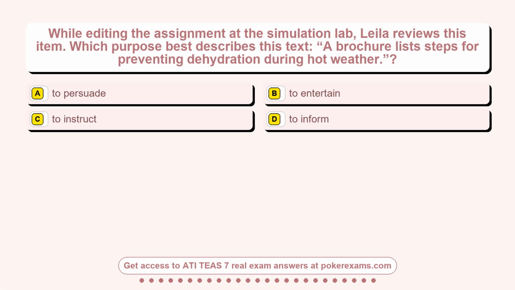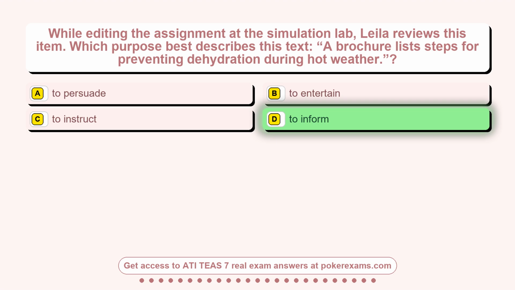Question 12. While editing the assignment at the simulation lab, Layla reviews this item. Which purpose best describes this text? A brochure lists steps for preventing dehydration during hot weather. Option A: to persuade. Option B: to entertain. Option C: to instruct. Option D: to inform. The correct answer is option D: to inform.